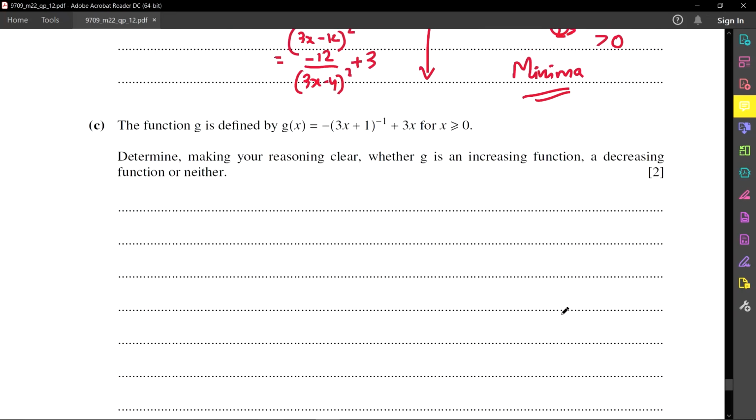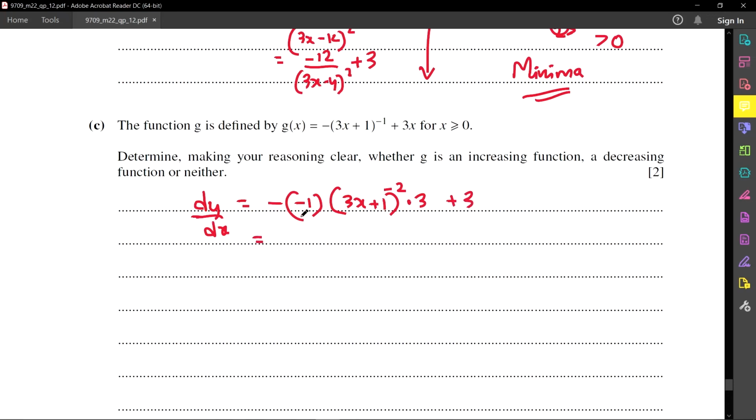Now the function g is defined by g of x equal to minus of 3x plus 1 whole power minus 1 plus 3x. Give reasoning clearly whether g is an increasing or decreasing function. The concept of increasing or decreasing is nothing but dy by dx, so let's first differentiate this. So minus 3x plus 1 whole power minus 1, so minus 1 into 3x plus 1 whole power minus 2 times 3 plus 3.